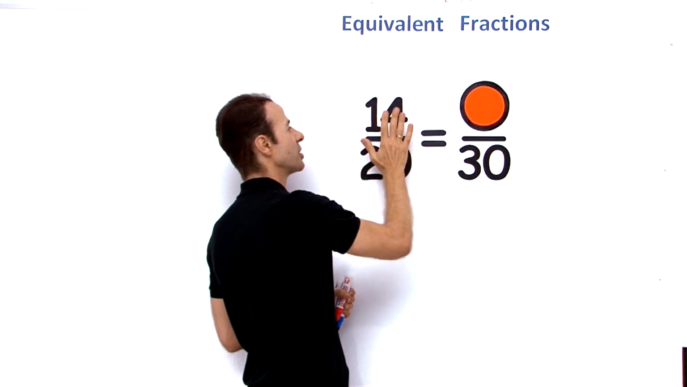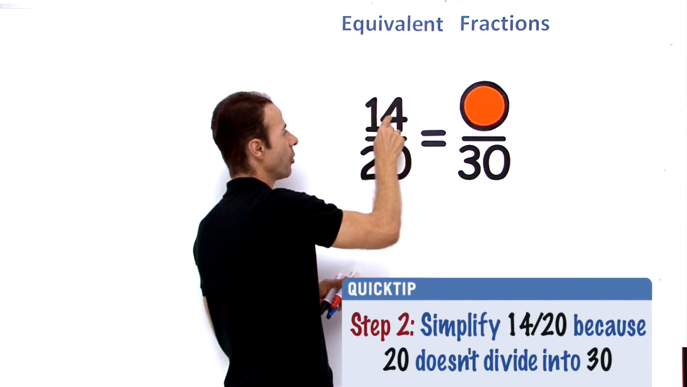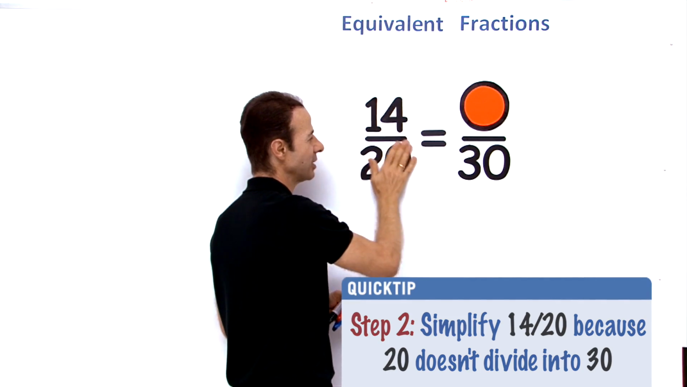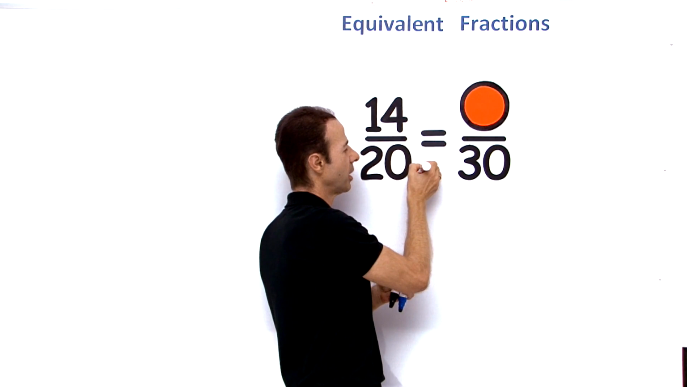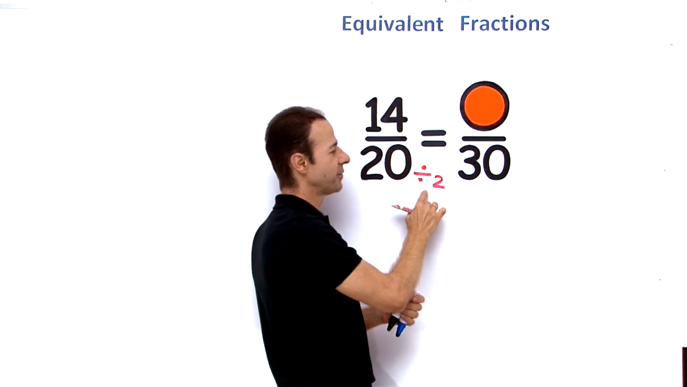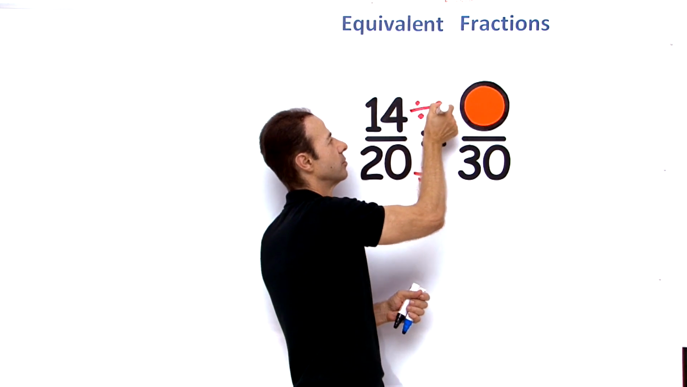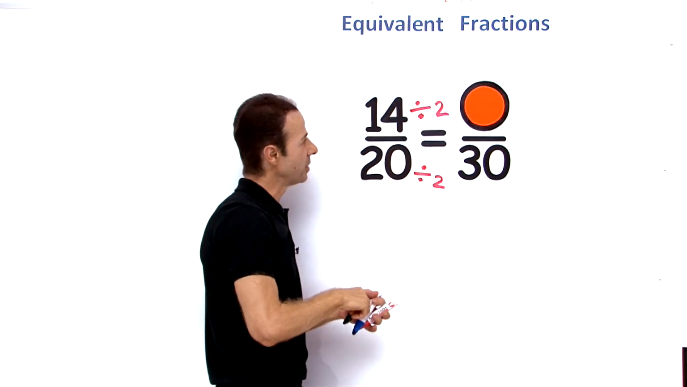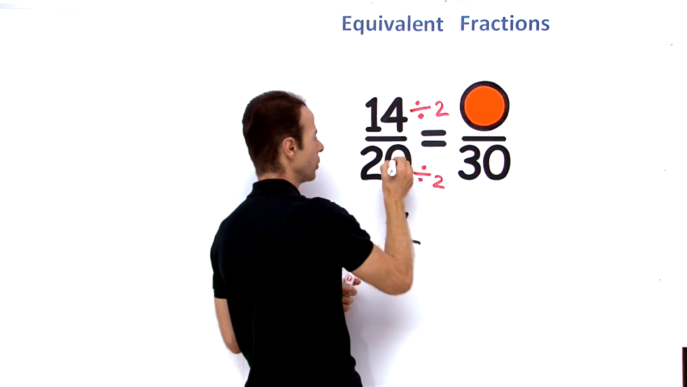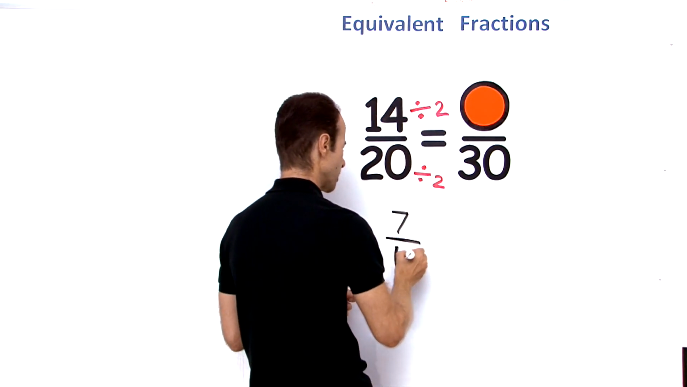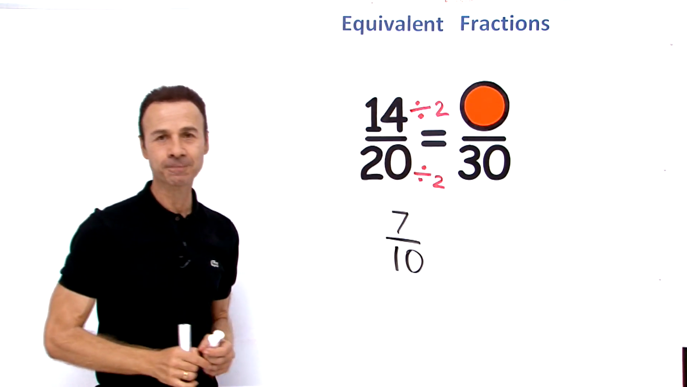Well, then what we do is we simplify this particular fraction. We want to change that 20 into a 10. So I'm going to divide this by 2. And if I divide the bottom by 2, I divide the top by 2. So now this becomes what? It becomes 14 divided by 2, which is 7, over 20 divided by 2, which is 10. Now 7 over 10 is the same as 14 over 20.